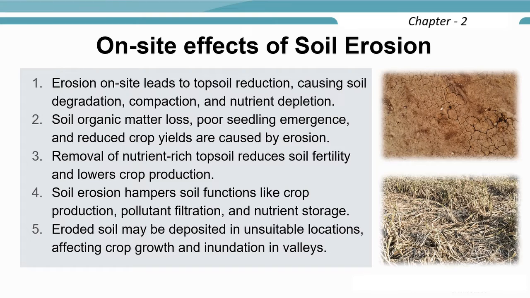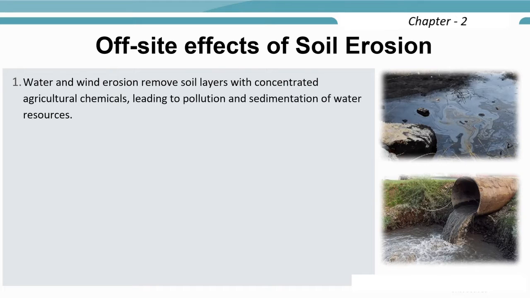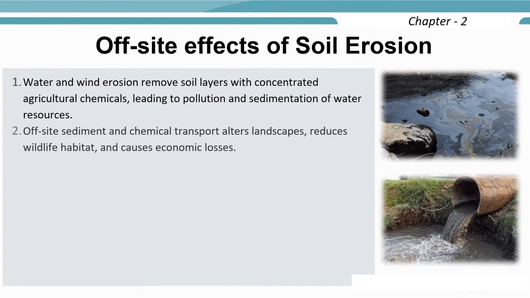Let us discuss some of the off-site effects of soil erosion. Water as well as wind will be able to remove the soil layers with concentrated agricultural chemicals, which leads to pollution and sedimentation of water resources. So if this runoff is not controlled, let us say there is a runoff on an agricultural land, this runoff will also contain some chemicals, and this will be ultimately deposited in some water resource. So it is polluting that water resource.